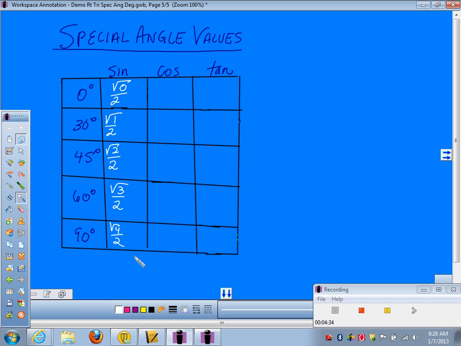Now, several of these will simplify down to something easier, and we do need to simplify them down. You aren't going to want to write square root of 0 over 2. What's square root of 0 over 2 actually simplify to? 0. So that's really just 0. Square root of 1 is really just 1, so you really just have a half. Square root of 2 and square root of 3 don't break down, so those two you're stuck with. But square root of 4 down here on 90 degrees, 2 over 2 is really just 1. So you got 0, 1 half, square root of 2 over 2, square root of 3 over 2, 1.